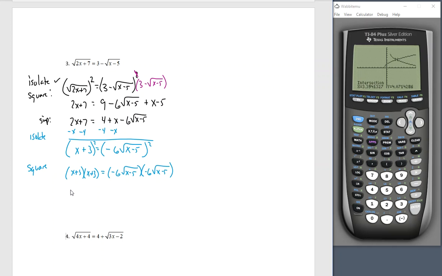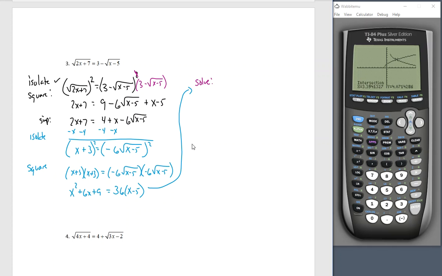When I multiply on the left, I'll have x squared plus 6x plus 9. On the right, negative 6 times negative 6 is 36, but all of this is being multiplied together. So when we multiply those square roots, square root of x minus 5 times the square root of x minus 5, we'll put that x minus 5 in parentheses because the 36 is multiplied. It's all multiplied together. And now, finally, we can solve.